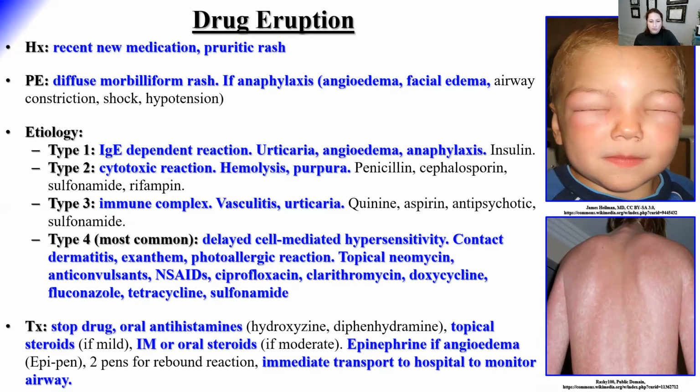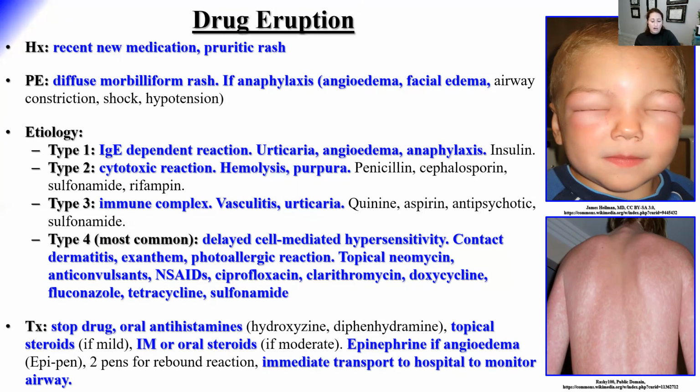This is a delayed cell-mediated hypersensitivity: contact dermatitis, exanthems, photoallergic reactions. The most common medications for this one are going to be topical neomycins, anticonvulsant medications, NSAIDs, ciprofloxacin, clarithromycin, doxycycline, fluconazole, tetracycline, and sulfonamides. Treatment for this is to stop the offending agent, stop the drug.